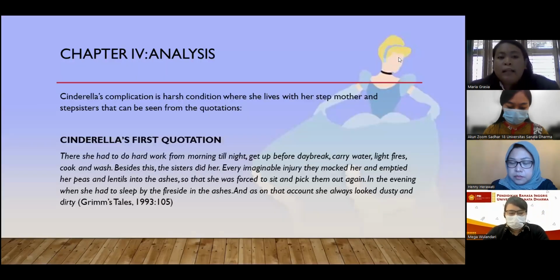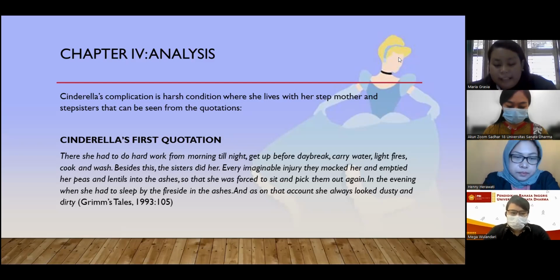Next will be Chapter 4, analysis. Cinderella's complication is her condition where she lives with her stepmother and stepsisters, which can be seen from the quotation. There are three quotations from the Cinderella story. Here is the first quotation, and I would like to read it carefully.